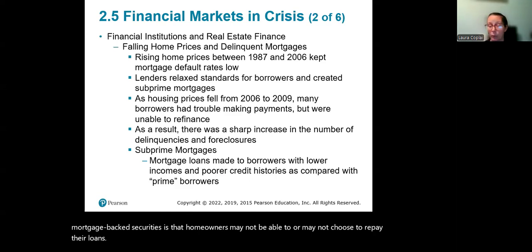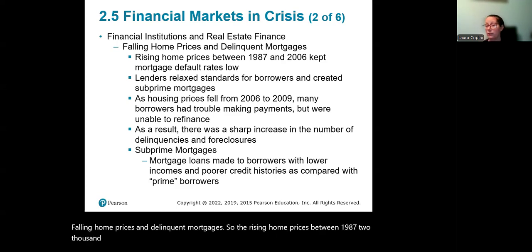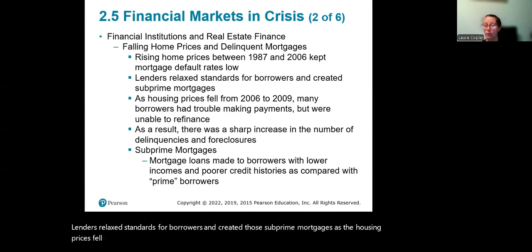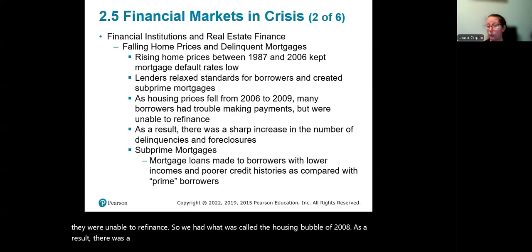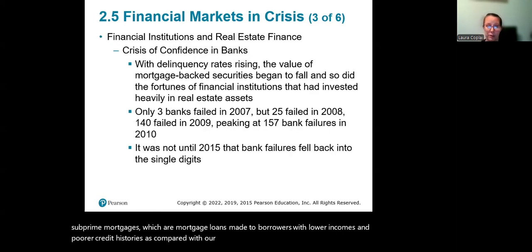Falling home prices and delinquent mortgages. Rising home prices between 1987 and 2006 kept mortgage default rates low. Lenders relaxed standards for borrowers and created subprime mortgages. As housing prices fell from 2006 to 2009, many borrowers had trouble making payments but were unable to refinance. So we had what was called the housing bubble of 2008. As a result, there was a sharp increase in the number of delinquencies and foreclosures. Subprime mortgages are mortgage loans made to borrowers with lower incomes and poorer credit histories compared with prime borrowers.